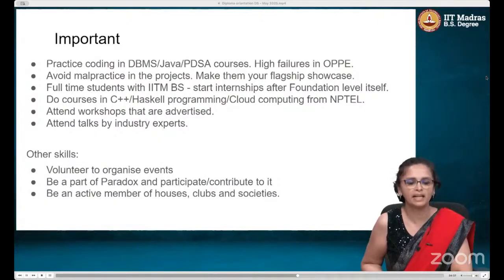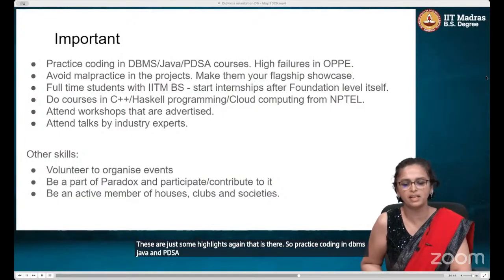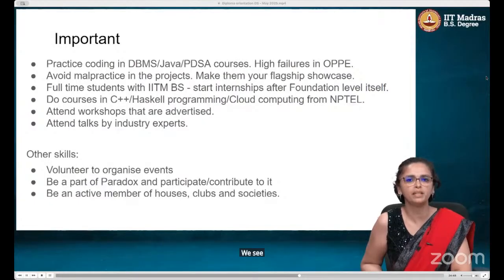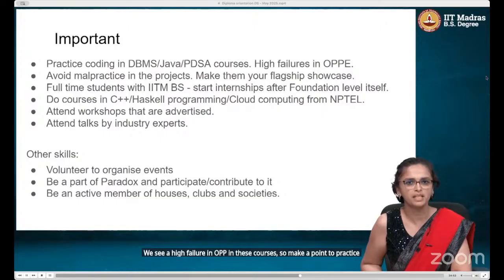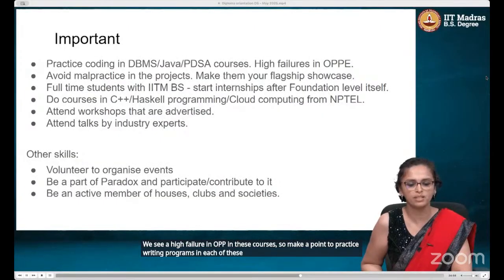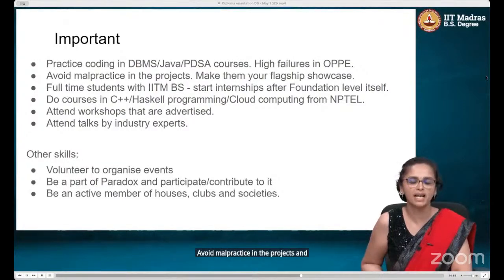These are just some highlights again. So practice coding in DBMS, Java and PDSA, like I have been saying over the past couple of minutes. We see a high failure in OPPE in these courses, so make a point to practice writing programs in each of these, doing the graded assignments yourself. Avoid malpractice in the projects and make them your flagship showcase.